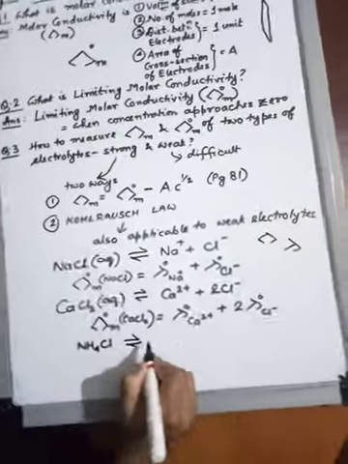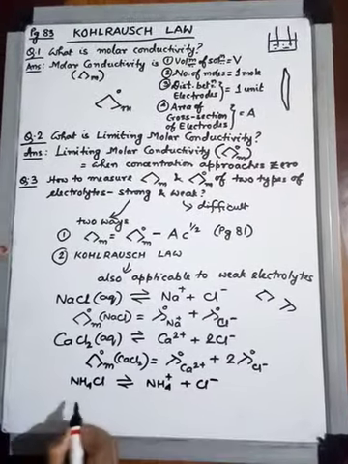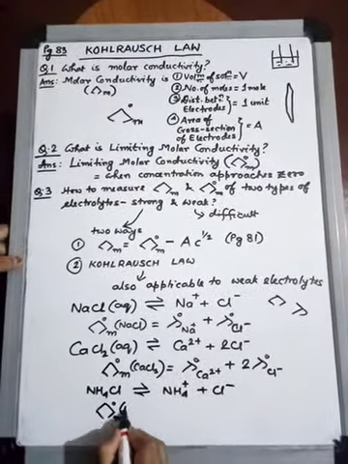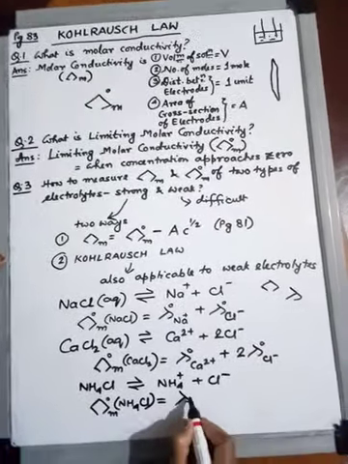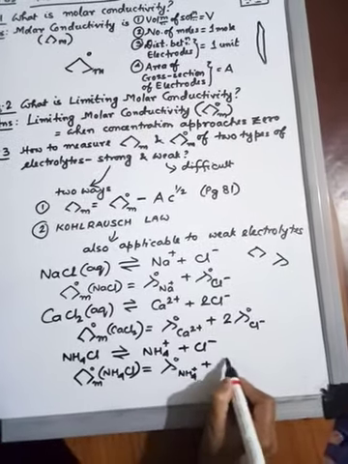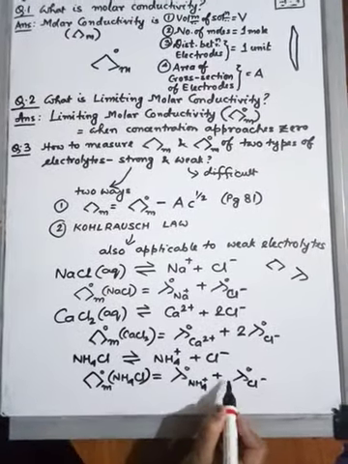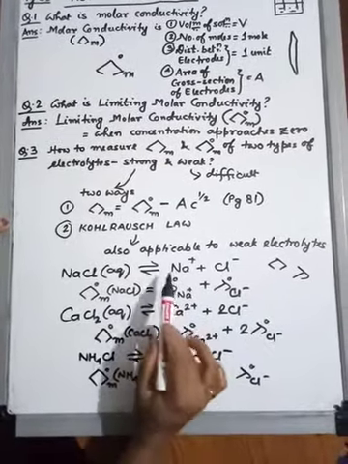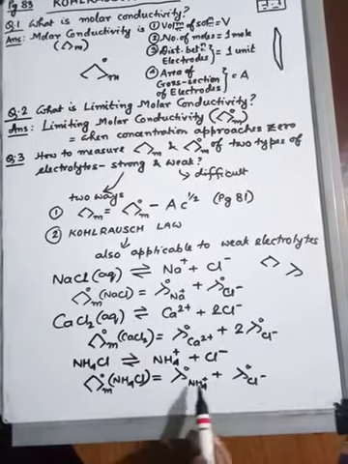NH4Cl, then this dissociates into NH4 plus and Cl minus. So how will we write this? We will write lambda m 0 of NH4Cl is equal to lambda 0 of NH4 plus plus lambda 0 of Cl minus. Again you can see the coefficient is 1, so here also it will be 1. Here the coefficient was 1 and 2, so 1 and 2. Here also it is 1, so 1 and 1. So this way we will break them up.